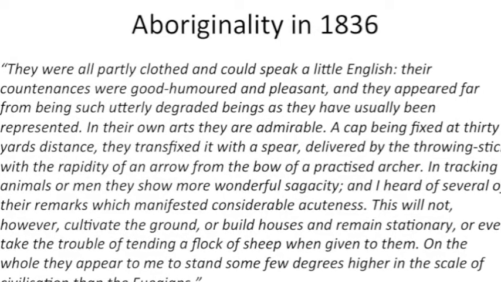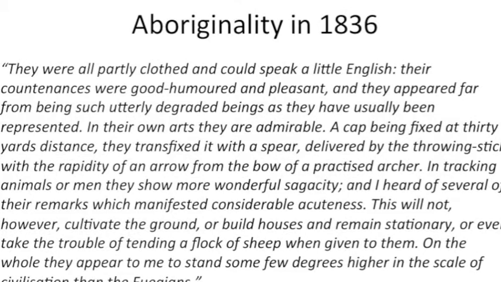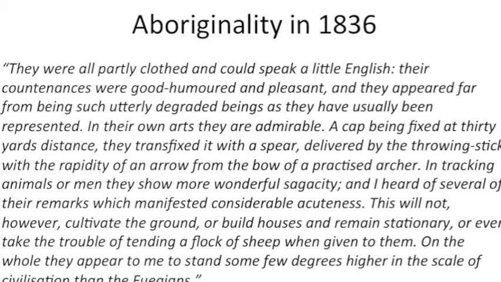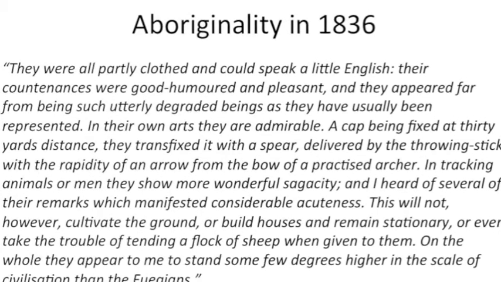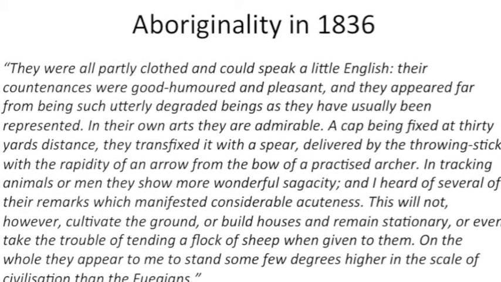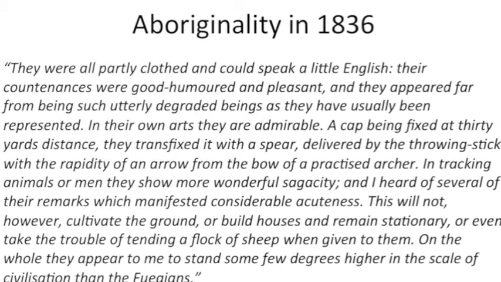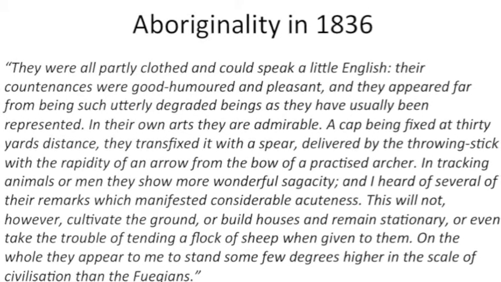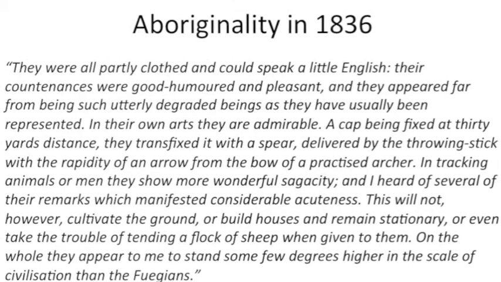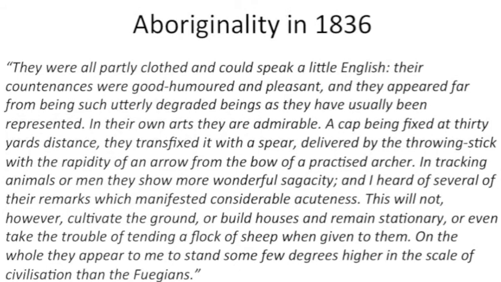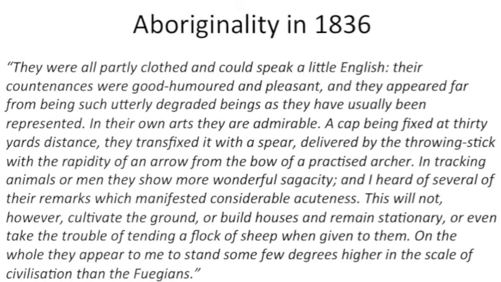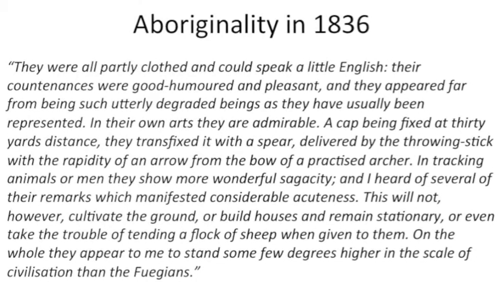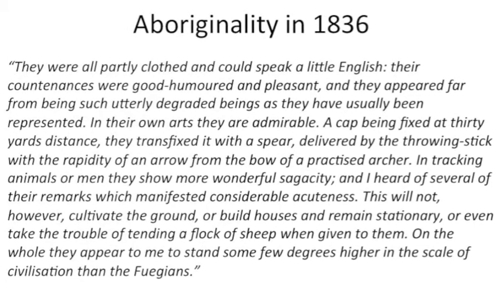So here we have Charles Darwin's reactions to Aboriginality in 1836. They were all partly clothed and could speak a little English. Their countenances were good-humoured and pleasant, and they appeared far from being such utterly degraded beings as they have usually been represented. In their own arts they are admirable. A cap being fixed at 30 yards distance, they transfixed it with a spear, delivered by a throwing stick with the rapidity of an arrow from the bow of a practised archer. In tracking animals or men, they show more wonderful sagacity, and I heard of several of their remarks which manifested considerable acuteness. This will not, however, cultivate the ground, or build houses and remain stationary, or even take the trouble of tending a flock of sheep when given to them. On the whole, they appear to me to stand some few degrees higher in the scale of civilization than the Fuegians.